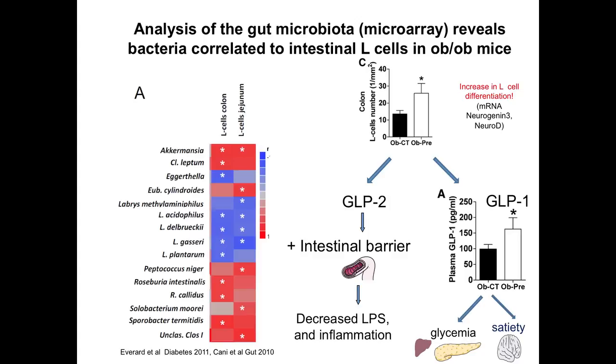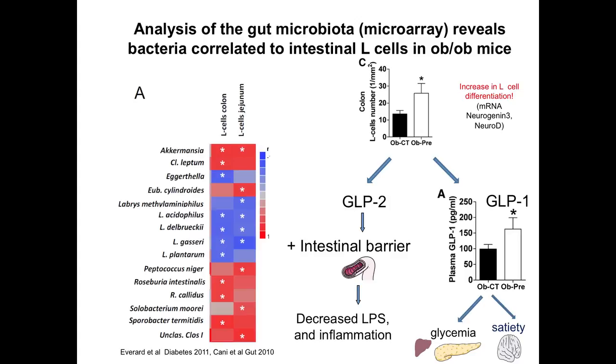What we could see here in ob/ob mice is that the changes in the gut microbiota, and once again the increase of Akkermansia, correlate with an increase in the number of L cells present in the colon. And we could see that there was a promotion of the differentiation of the L cells in the colon. The consequence is an increase of the endogenous level of GLP-1 here in the portal vein, but also GLP-2.